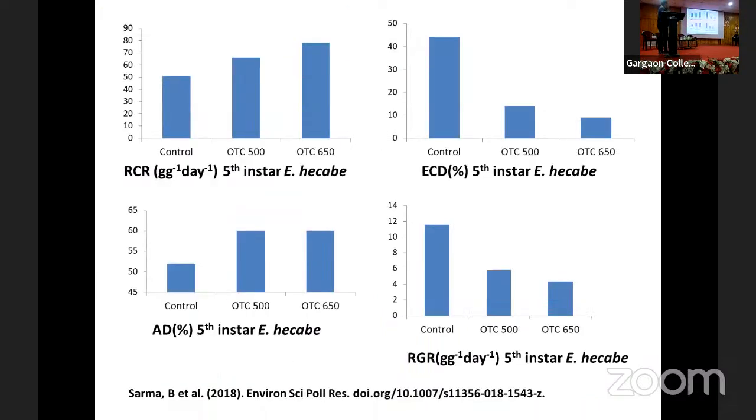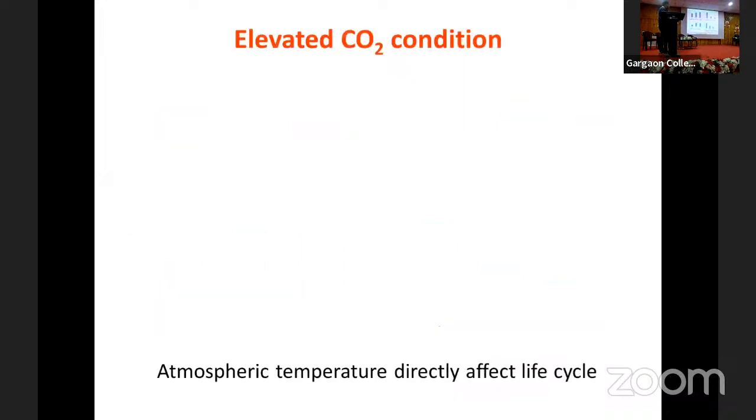In the same case, we see at different carbon dioxide concentrations the relative consumption rate of the insect, the efficiency of conversion of digested food, the approximate digestibility, and the relative growth rate. You see the relative growth rate is drastically reduced; whatever they feed, their growth is stunted. It shows that in elevated carbon dioxide, which now is 412 ppm and may be more than 500 ppm in another decade, not only humans but other organisms, and insects too, will have problems. Probably this is one of the causes already mentioned in different effects.